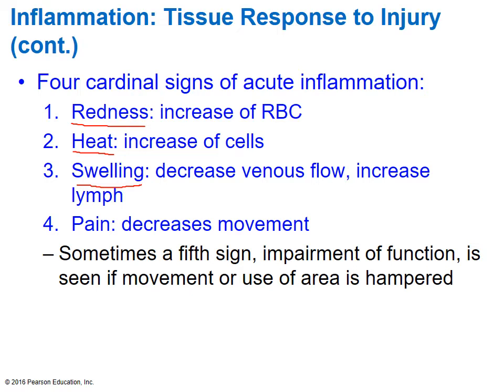And last but not least, our fourth cardinal sign is going to be pain. And the pain is basically meant to make it less likely for your body to move that particular site. So it makes it easier for the repair and obviously the clustering of your white blood cells and any of your immune cells to occur. So redness, heat, swelling, and pain.